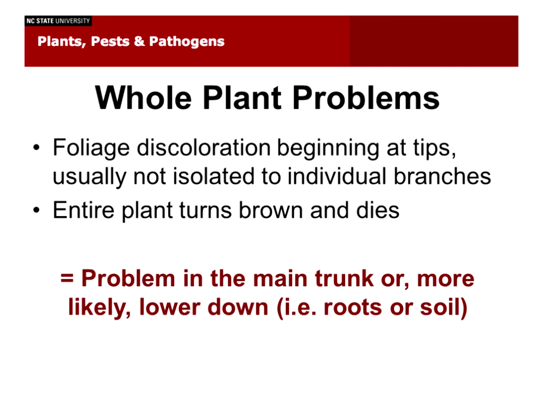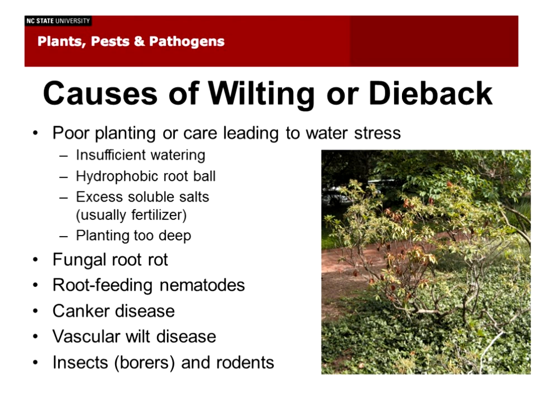When it comes to wilting, in fact, and dieback, there are a whole number of things that you need to keep in mind. Poor planting or poor care that leads to water stress. It could be that they're not getting enough water. It could be that the soil or the potting mix is hydrophobic and water is not able to penetrate. It could be that there was excess fertilizer applied, or this year some salts from road or sidewalk de-icing that have gotten into the soil and are causing plant stress, or just the fact that it was planted too deep when that happened, or planted at the wrong season even.